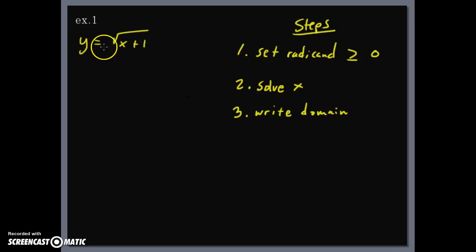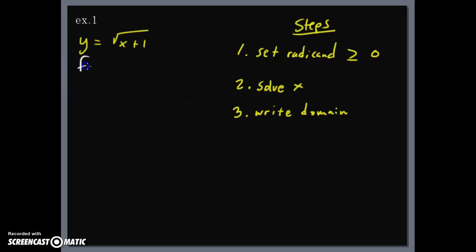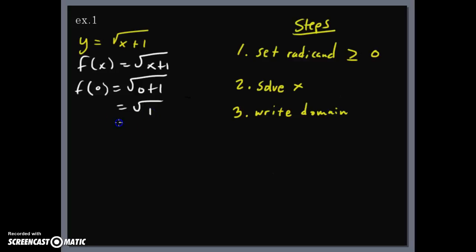So if you're looking here, you see this equation. Just to give you an example, let's say we take this equation and we write it in terms of x. So we say f of x equals the square root of x plus 1. Okay, let's go ahead and find what f of 0 is. So put in 0 for x. We get 0 plus 1, which is the square root of 1, which is 1. So we put in 0, we got some value out for y. 0 is part of our domain.